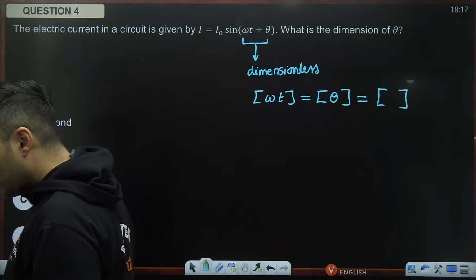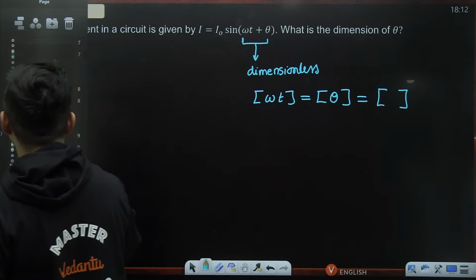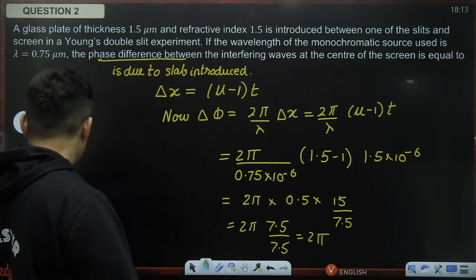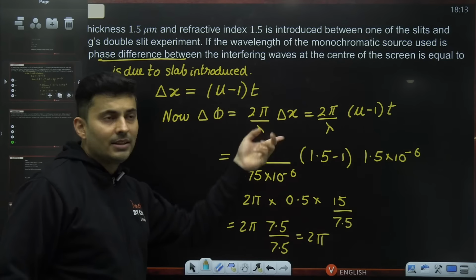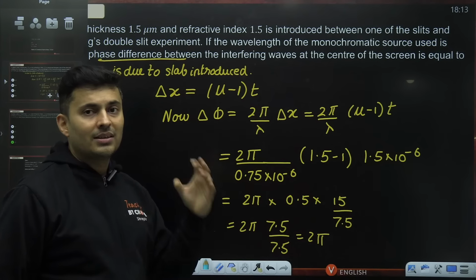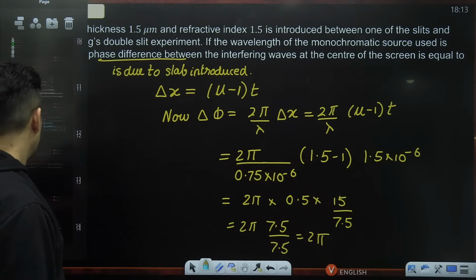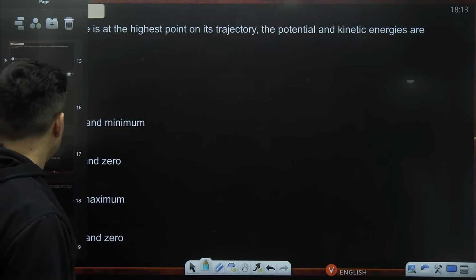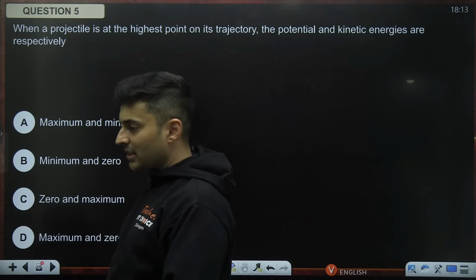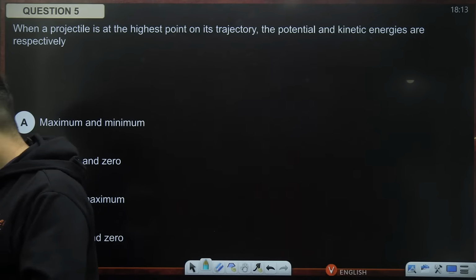Why is delta x equal to mu minus 1 into t? That is the formula, man. That formula is a standard formula in wave optics. If you want, you can check out my wave optics class, where I have derived this formula, which you have to remember. Whenever a slab is there, the path difference introduced because of the slab is thickness into mu minus 1. There is a derivation for it, but remember the formula, just like the height formula for a projectile is u square sine square theta by 2g. Cool, amazing.